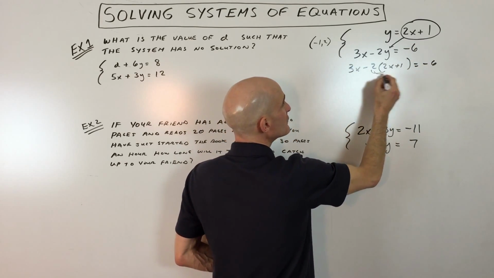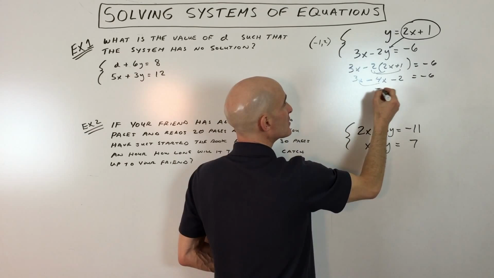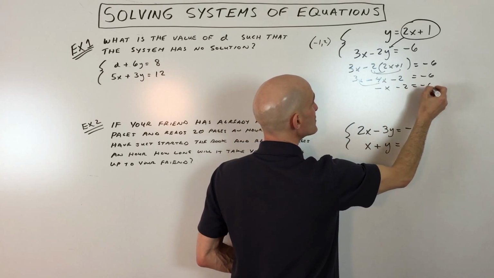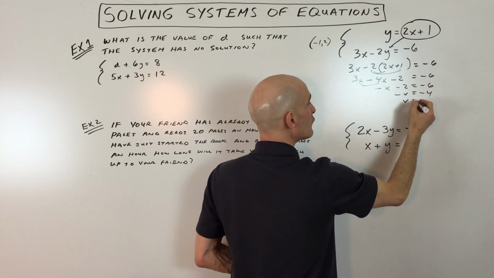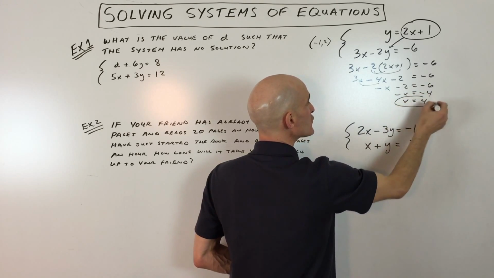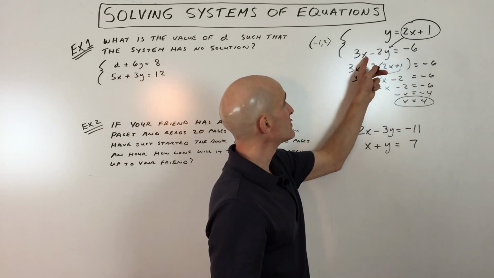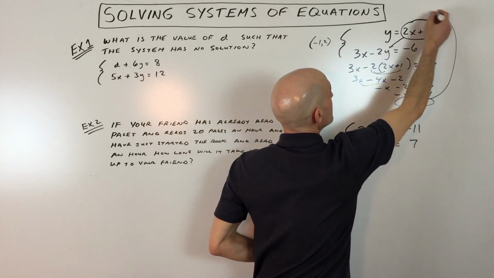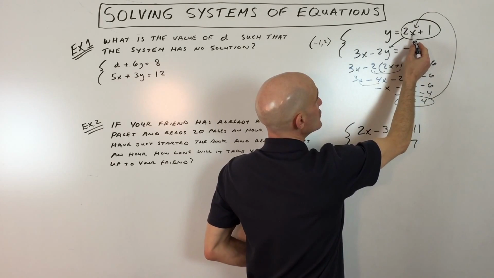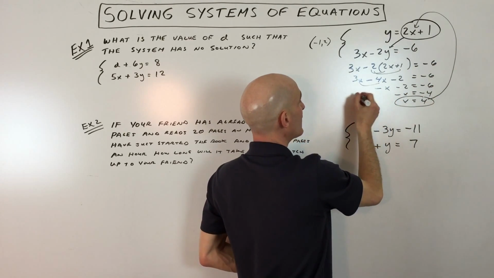Now I'm going to distribute the -2, so that gives us 3x minus 4x minus 2 equals -6. Combine like terms, that's -x minus 2 equals -6. Add 2 to both sides, multiply by -1 or divide by -1, and you can see that x equals 4. Now, if we want to find out what y is, we can put x back into this equation or this equation. Either one, you'll get the same answer. I'm going to put it back in for x right here. So that's 2 times 4 is 8, plus 1 is 9. So our answer is going to be 4, 9.